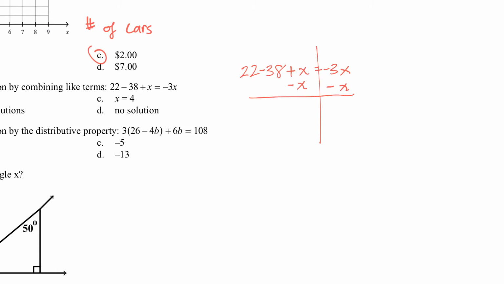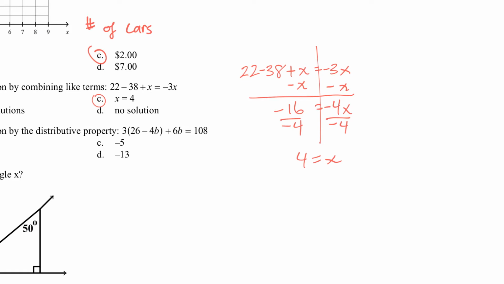So negative 3x minus x, that's negative 4x. And 22 minus 38, let's see, I have to subtract those. That's 16? So it's negative 16, I believe, is what you get when you combine those. And then you have to divide both sides by negative 4, and you get 4 equals x. And hey, I see it right there.